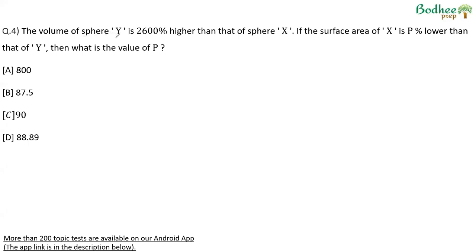The volume of sphere Y is 2600% higher than that of sphere X. So, if the volume of X is 1, we can say the volume of Y will be 1 into 1 plus 2600 upon 100, which is 27 times. So, if this is 1, this is 27 volume.